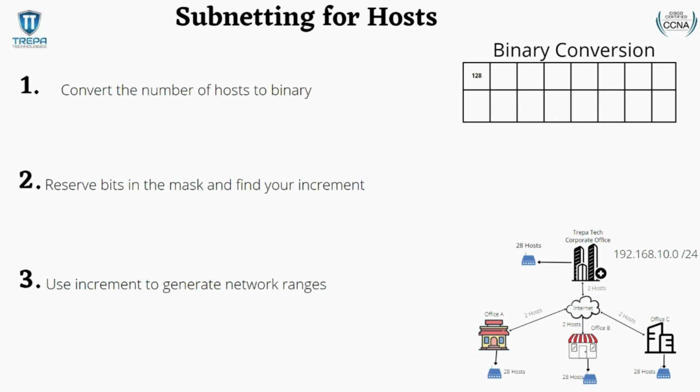Our first step, convert the number of hosts to binary. So we're going to subnet for the corporate office here. This is our starting point. We need a subnet from this network. We have a 28 host requirement. So we're going to convert the number 28 to binary, and we're going to see how many bits it takes, okay? So how many bits does it take to get to the number 28? To figure this out, we're going to write out our binary conversion chart. All right. And now we're going to convert this number 28 to binary. Let's do it.